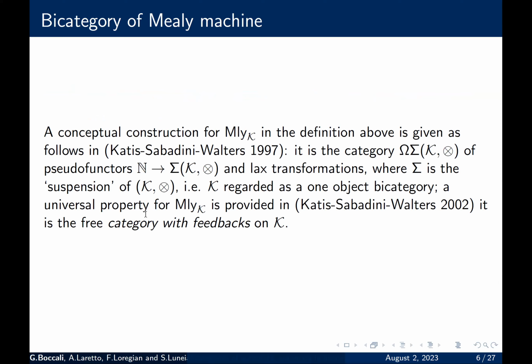A conceptual construction of this bicategory was given by Katis-Sabadini-Walters in 1997. It is the category of pseudo-functors and lax transformations from the monoid of natural numbers to the suspension category of K, which is simply the monoidal category K seen as a one object bicategory. Moreover, some years later, they found a universal property of this bicategory as the free category with feedbacks on K.